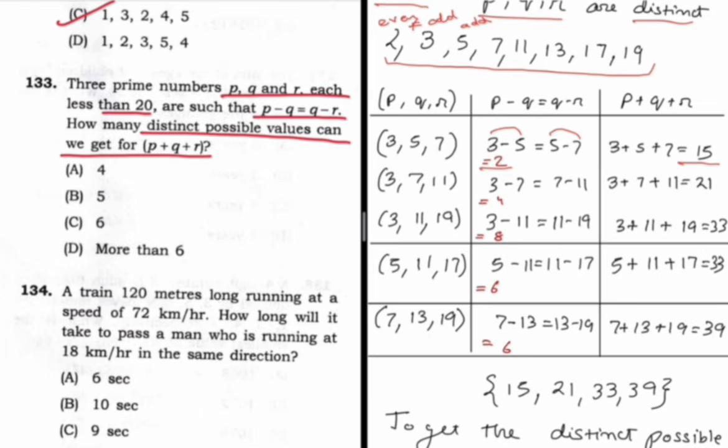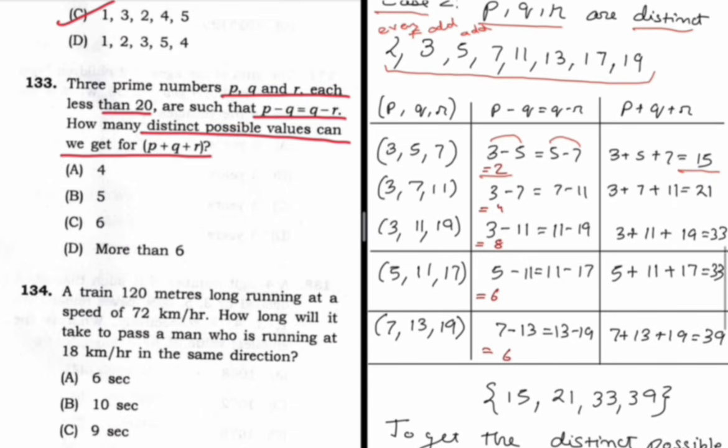Now again, let's check from 3. Do we get more possible values? If we choose the number 3 now with 7, the common difference here is 4. So if 7 is subtracted from 11, again the difference is 4. So we can choose this also for the values of P, Q, and R, that is 3, 7, and 11. So the sum will be 21.